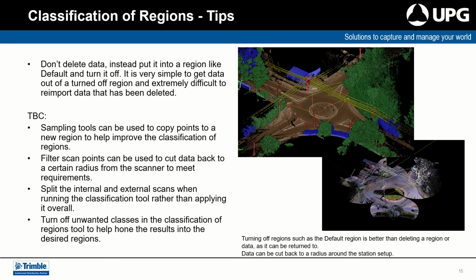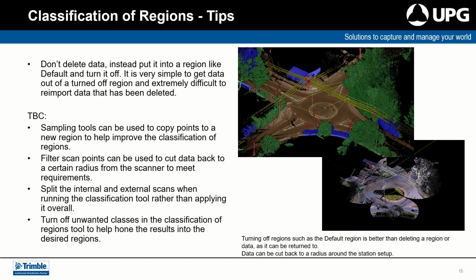Filter scan points can be used to cut back data to a certain radius from the scanner to meet requirements as well. So you can say, I only want the data within a 40-meter radius of the scanner location, and the data can be cut back to that region, leaving you with just the area of relevance. There are some areas that require this to happen. However, it is worth noting this can be done in Access and in Trimble Business Centre and RealWorks. I would recommend not doing it in Trimble Access.